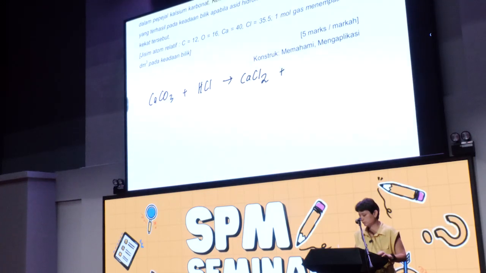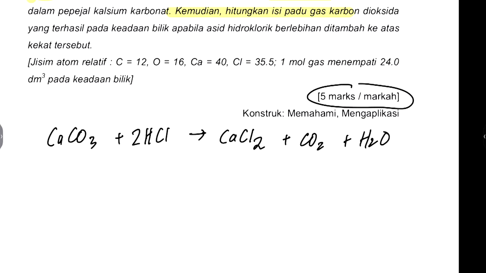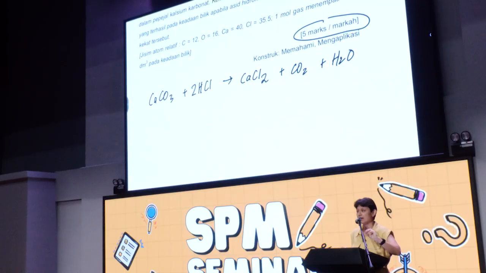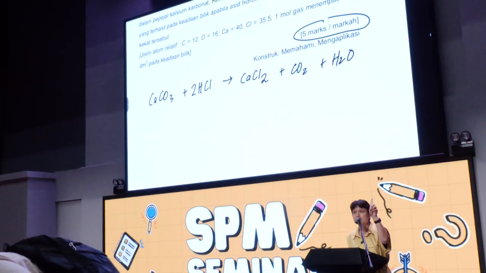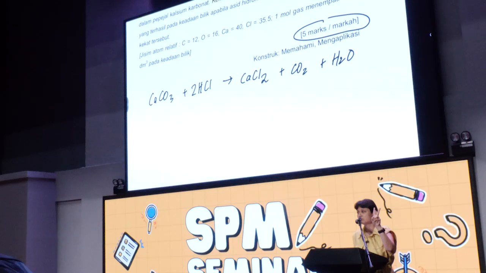CaCl2. Balance the equation. Okay? How many marks? This question is 5 marks. This chemical equation is 2 marks. If your reactants and products and formulae are correct, you get 1 mark. If it is balanced, you get another mark. So the products and reactants, 1 mark. Balanced, 1 more mark. Okay, correct or not? If not balanced, how? Wrong already lah. Then everything else wrong lah. Bit sad lah.